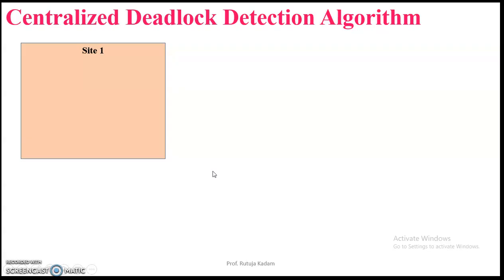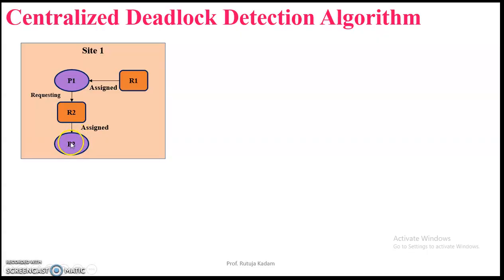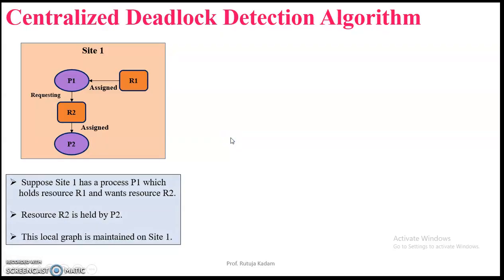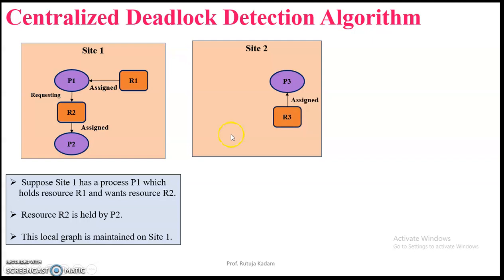Now there are sites. There is a site 1 which has certain resources and processes in it. Here resource R1 is assigned to process P1. P1 is requesting resource R2, and this resource R2 is already assigned to P2. This is the local wait for graph of site 1. There is another site, S2. This site also maintains its local wait for graph, and here process P3 is assigned resource R3 and it is waiting for resource R1, which is at site 1.